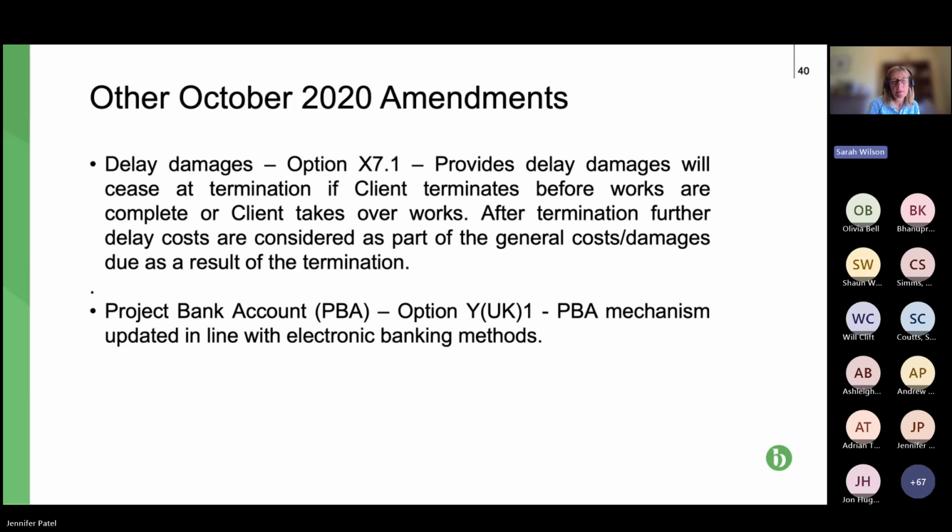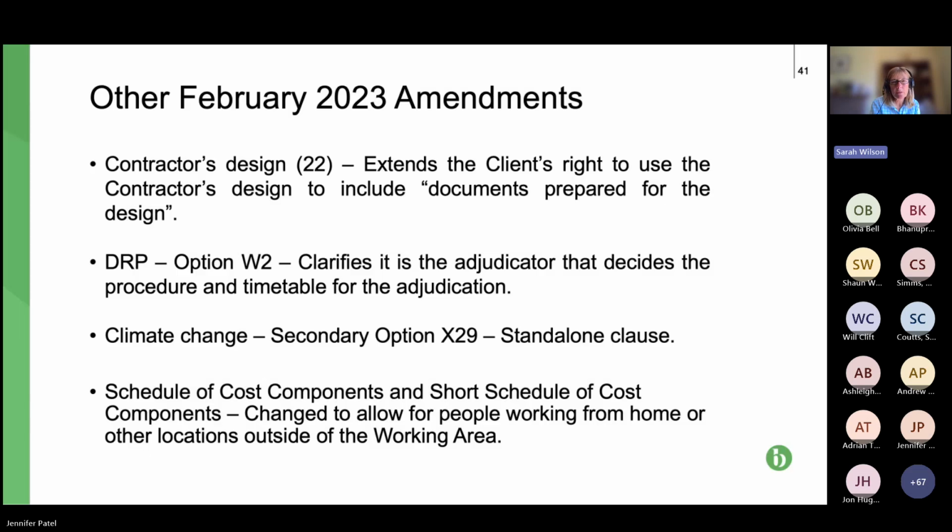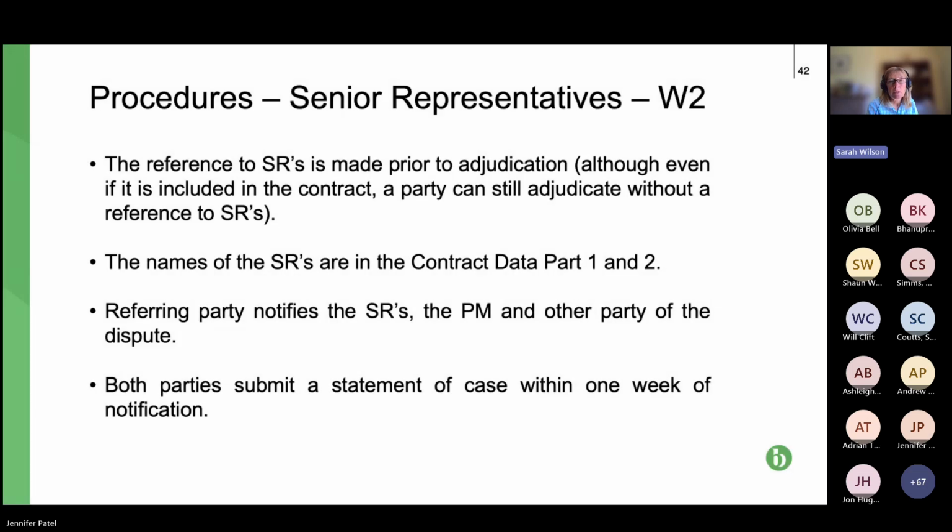Next slide, which I think should be the 2023 amendments. And again, they're all relatively minor changes. So I'll just leave them for you to review yourselves.